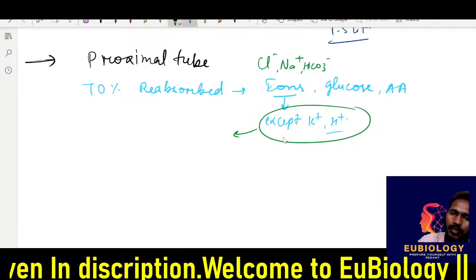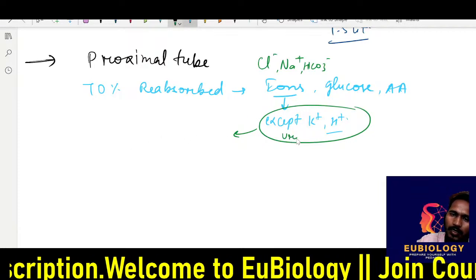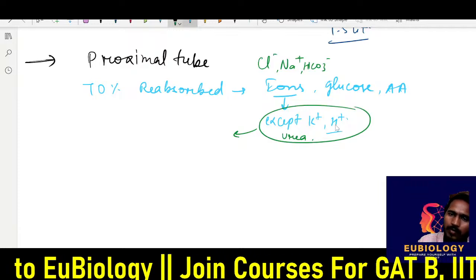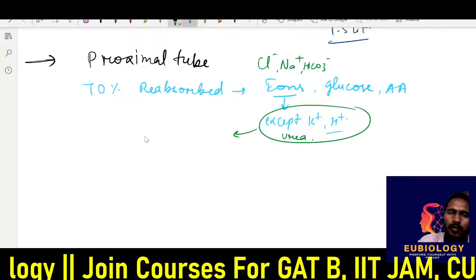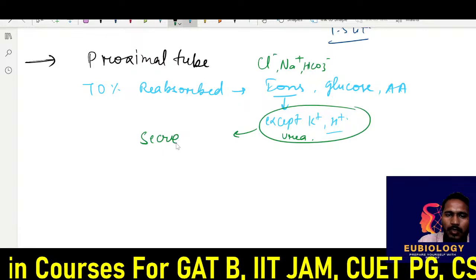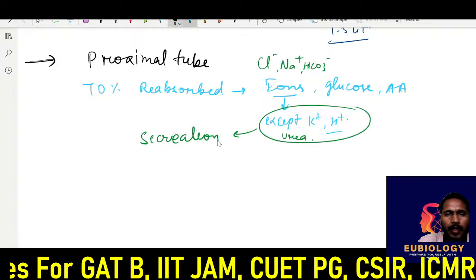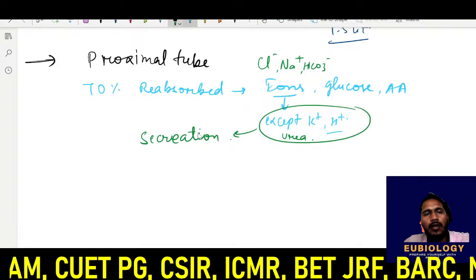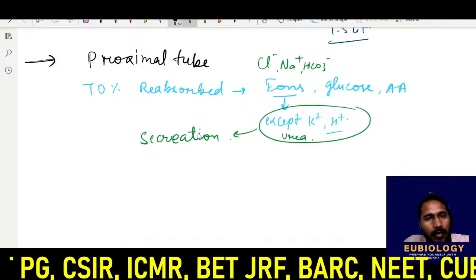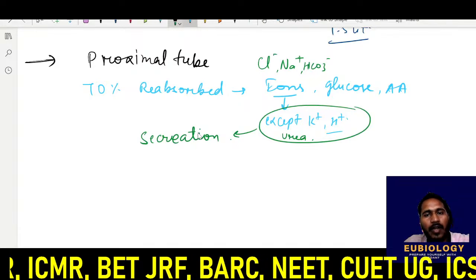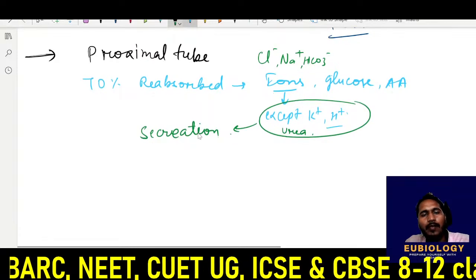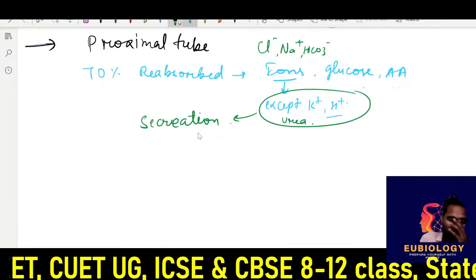Secretion you can write urea and then potassium, hydrogen will go for the secretion. Okay. If I'm writing secretion, it doesn't mean the blood will secrete anything. We are seeing it with respect to the filtrate. So we are secreting into the filtrate, and reabsorption from the filtrate.